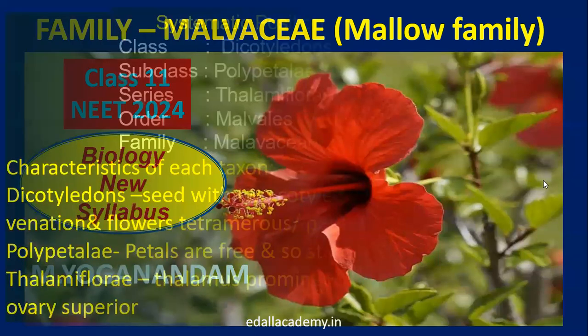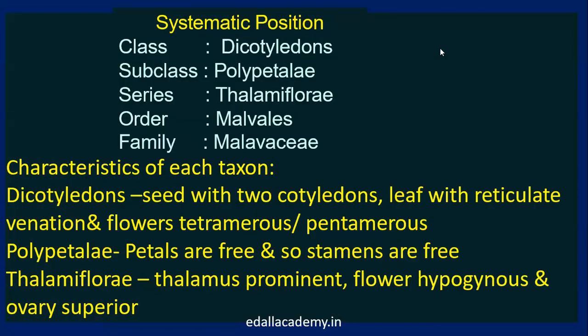First, we are going to discuss the systematic position of the Malvaceae family. So, what do you know about the systematic position? This family belongs to class Dicotyledonae. What do you know about Dicotyledonae? Embryo with two cotyledons. That means the seed has two cotyledons. Dicotyledons have leaves with reticulate venation.